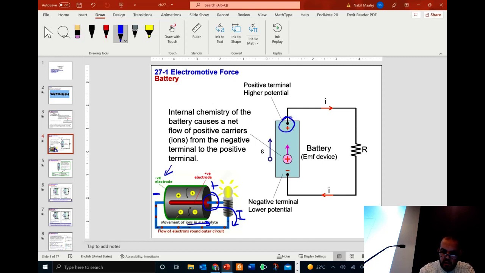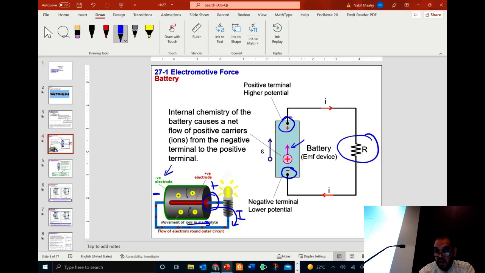This is the positive terminal of the battery. This is the negative terminal. Inside the battery, we have ions flowing, and they are flowing in the direction indicated here. And outside the battery, we have current. The current is flowing from the positive terminal towards the negative terminal. So if you have a resistor, this is the symbol for a resistor, the current is flowing through this resistor.